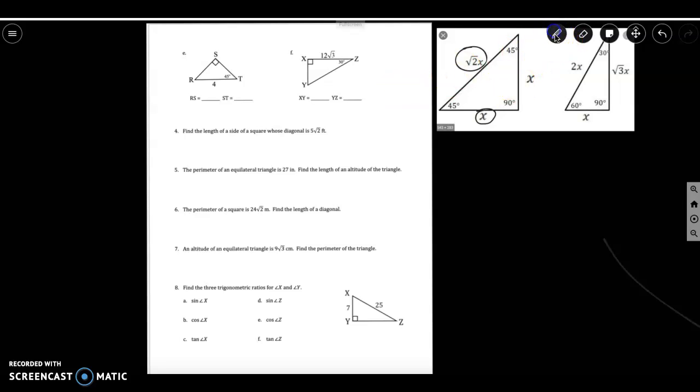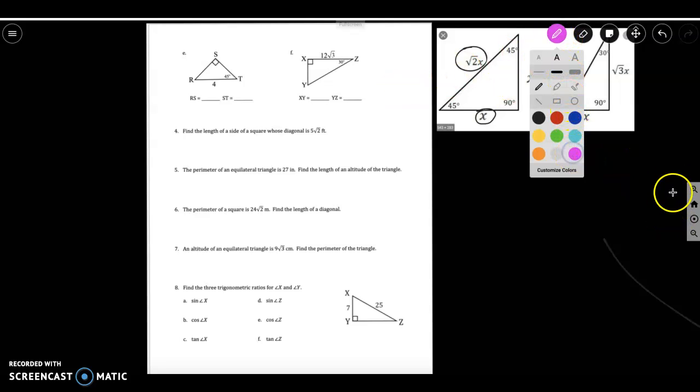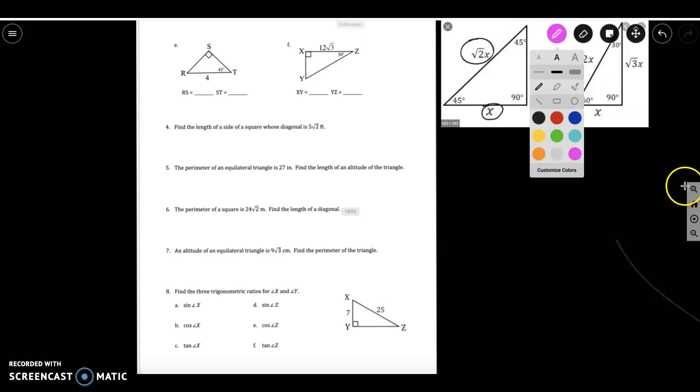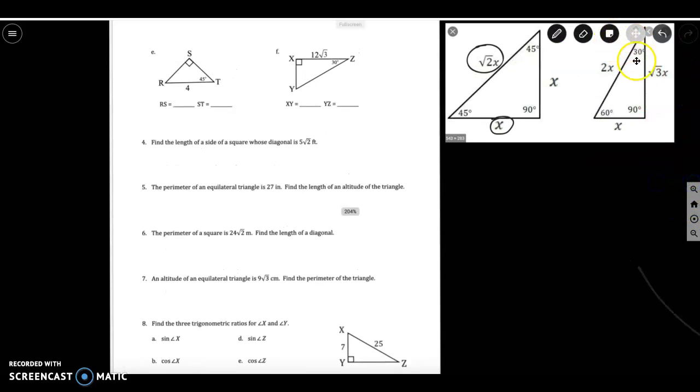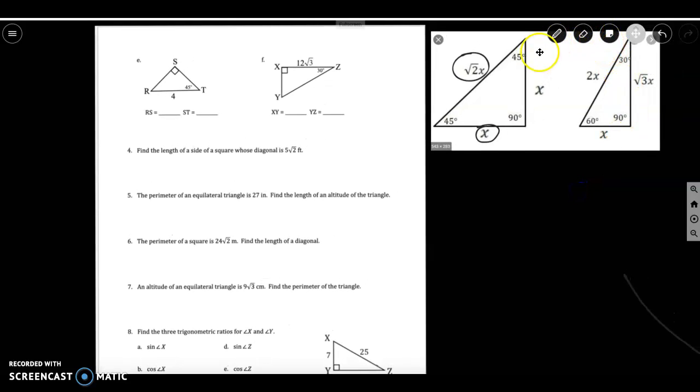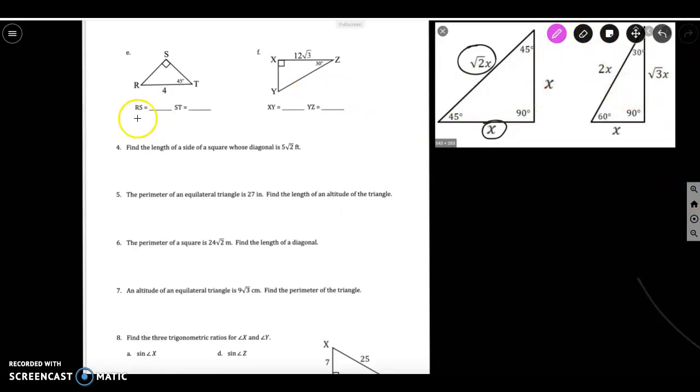All right, so this is the second part of our right triangle test review. If you remember from the last video, we were using the 45, 45, 90 triangle concept and the 30, 60, 90 triangle concept. So let's go ahead and finish that.